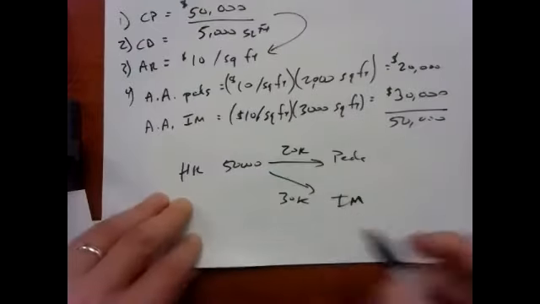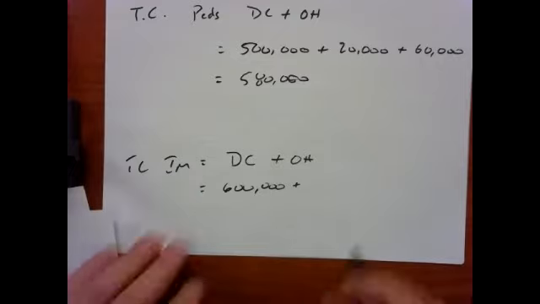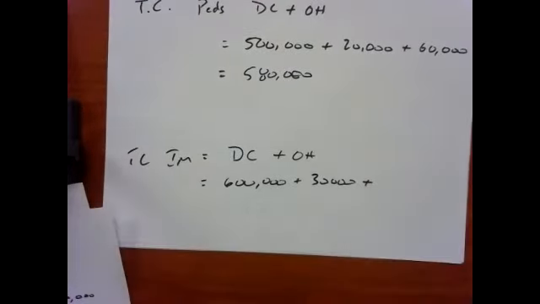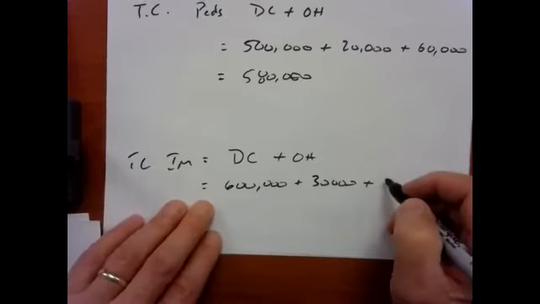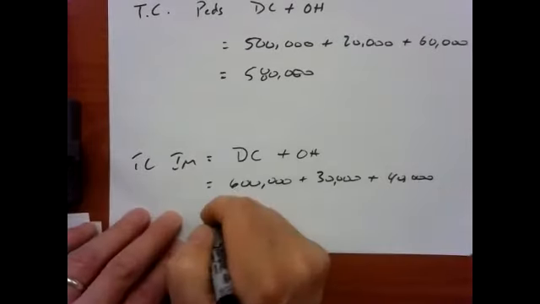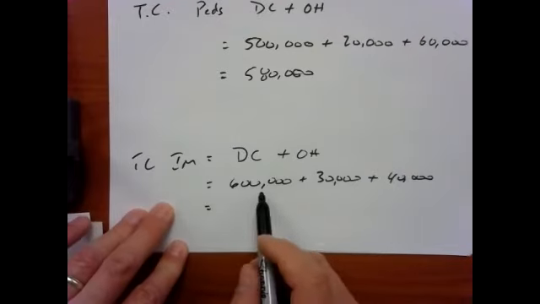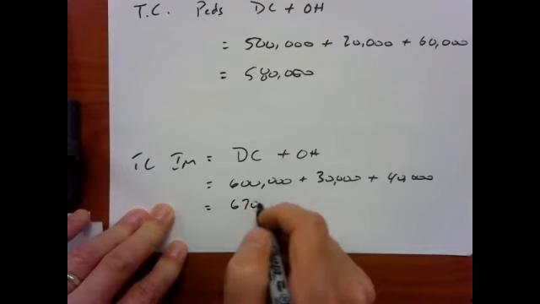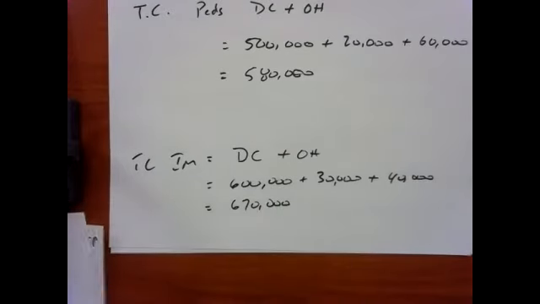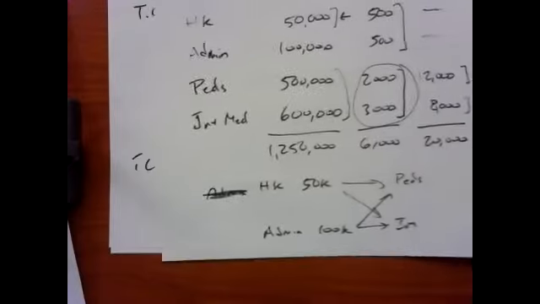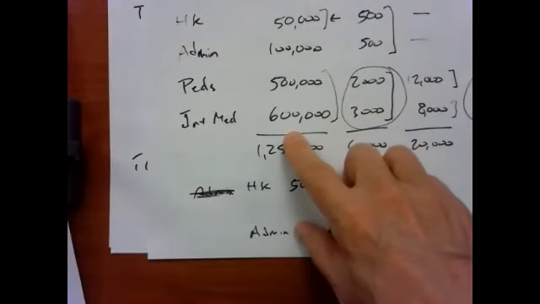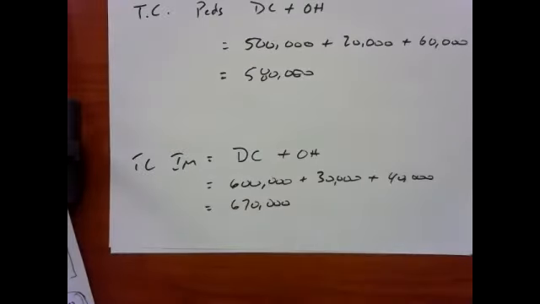The housekeeping cost to internal medicine we decided was $30,000. And the admin support cost we said was $40,000. So the total cost for internal medicine is 600 plus 30 plus 40, 670. So now we have a more accurate picture. Rather than saying it costs peds $500,000 to operate and internal medicine $600,000 to operate, what we find out is it actually costs $580,000 to operate peds and $670,000 to operate internal medicine.